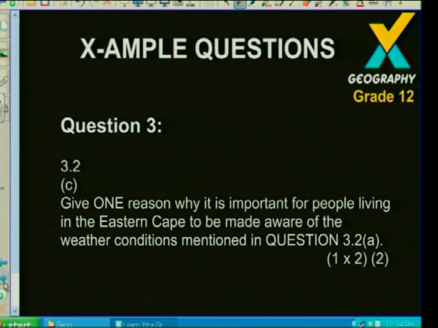Give one reason why it's important for people living in the Eastern Cape to be made aware of weather conditions mentioned in question 3.2. This will be actually quite a nice question to get as a 12 mark also, eh? But in this case, it's just for 2 marks. So I put any factor, all right? And again, it comes through like the last question or 2 questions ago that we did. Exactly the same sort of explanation, all right? For emergency services, okay, to have emergency services available.